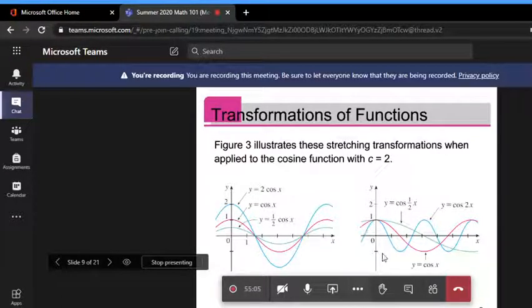Similarly here, what is this? It's again cosine, but here the red ones are cosine, okay? So you're horizontally shrinking by multiplying, cosine 2x is shrinking horizontally, cosine x, and stretching horizontally cosine x here, okay?